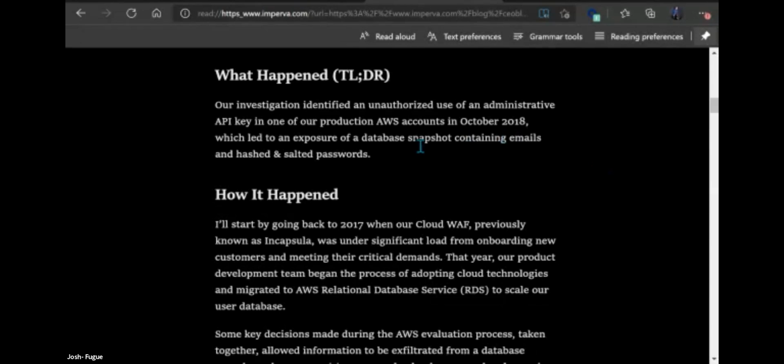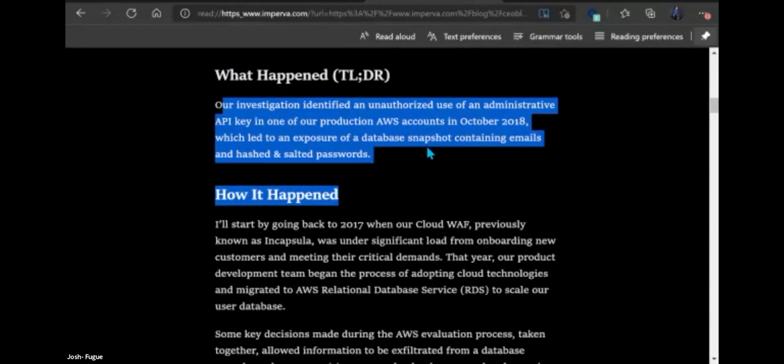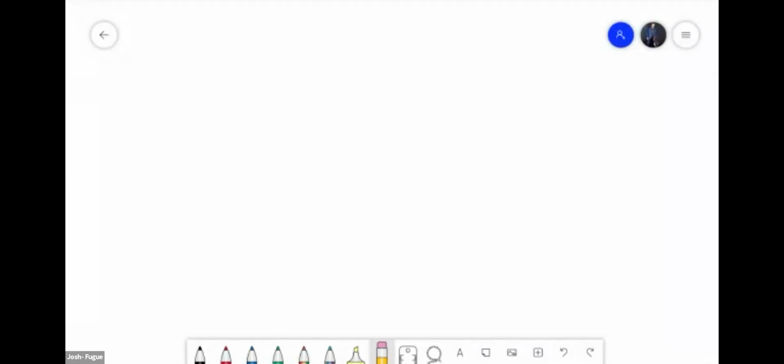So here's what happened. They said, what happened? The TLDR, our investigation identified an unauthorized use of an administrator API key in one of our production AWS accounts. All right, let's talk a little bit about.